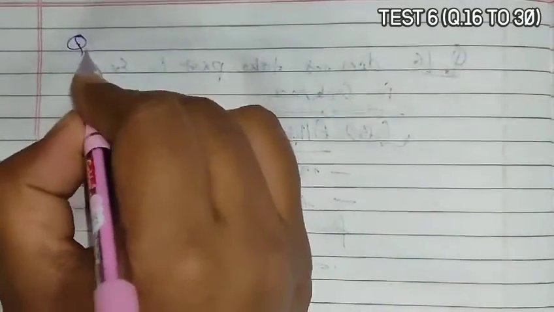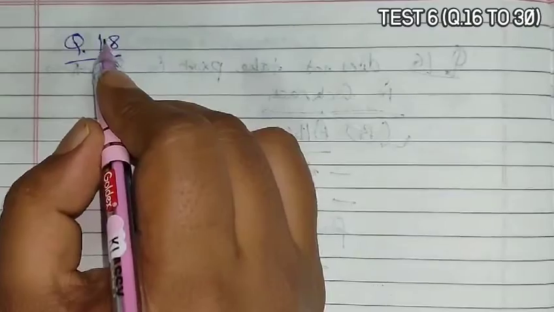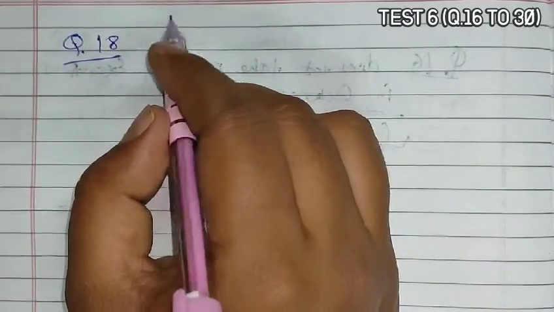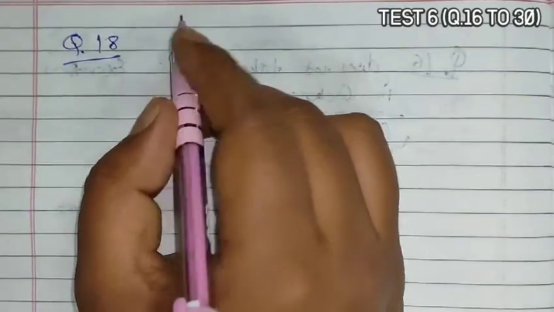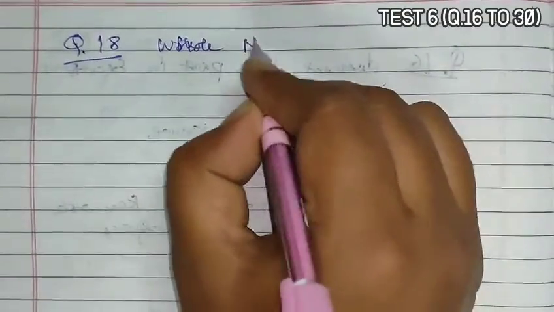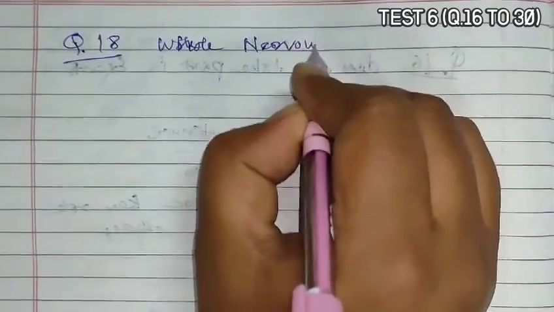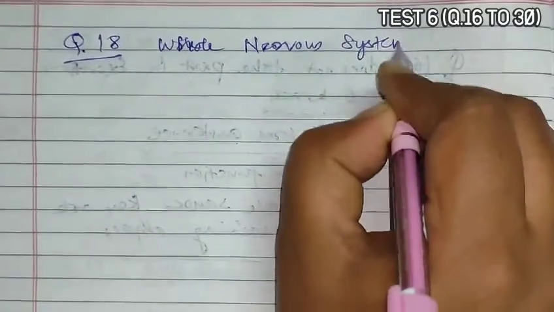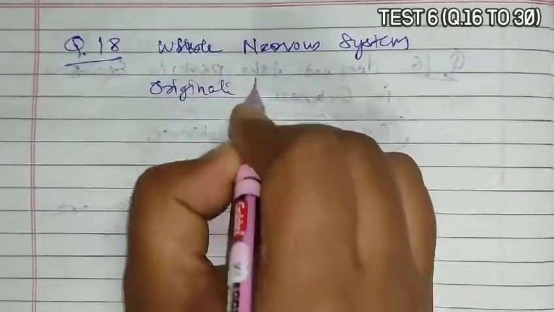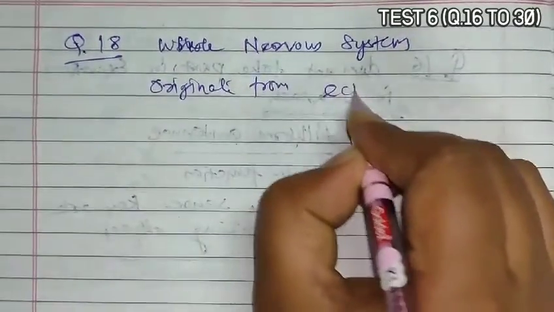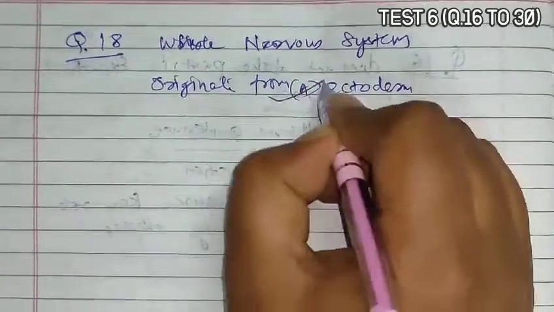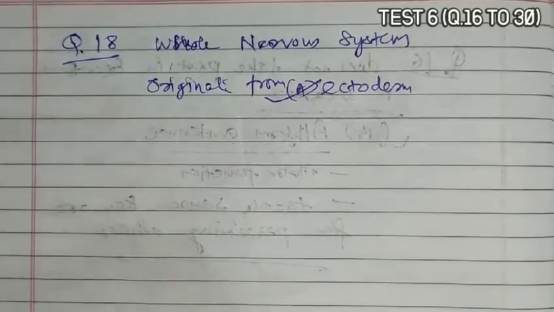Next is question 18. Question 18 asks which germ layer nerve cells originate from in the embryo. So it is a fact-based question. You have to remember that the whole nervous system originates from ectoderm. That is option A. So A becomes the correct answer.